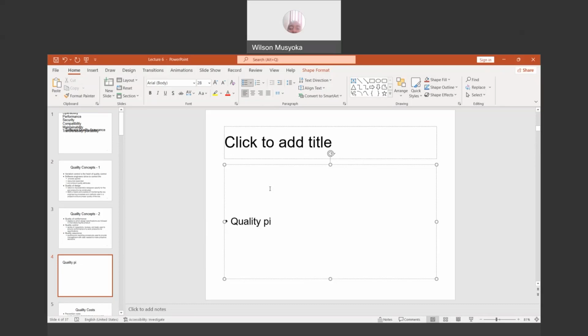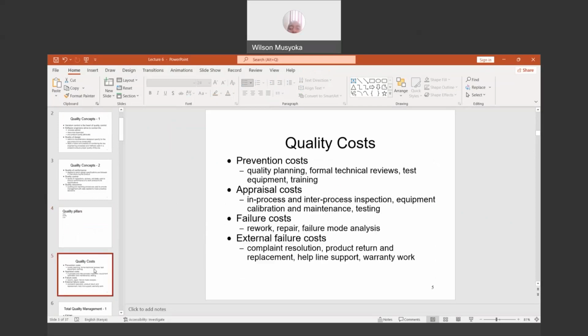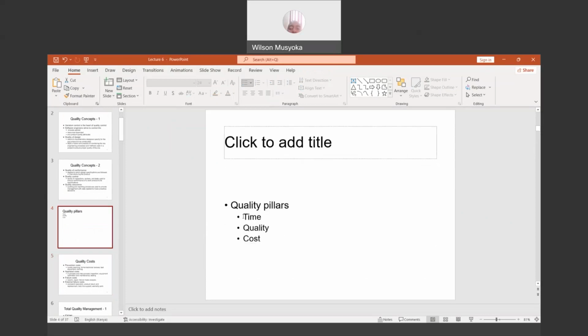Let me just put them here. There are three pillars that we normally look at. One of them is time. The software needs to be developed within the specified time. The other one is the quality itself. It has to meet the specified standards, and then the other one is costs. These three need to be always maintained. If the cost increases, then there might be a problem, because the more cost there is, it means the software is not going to fit. So when we are talking about quality costs, it is because of these three pillars that we have to always maintain when developing the software.